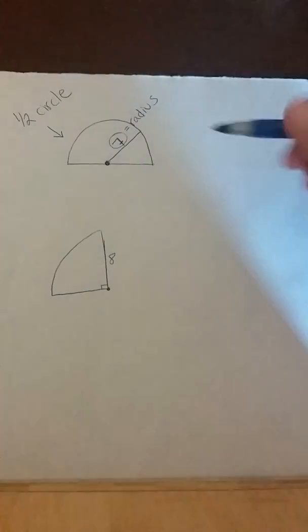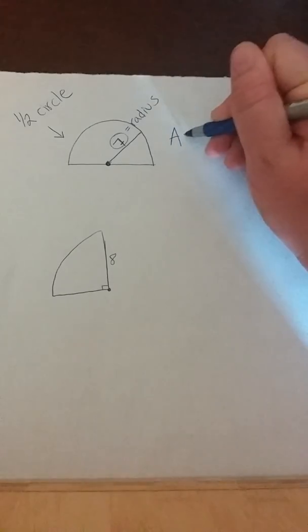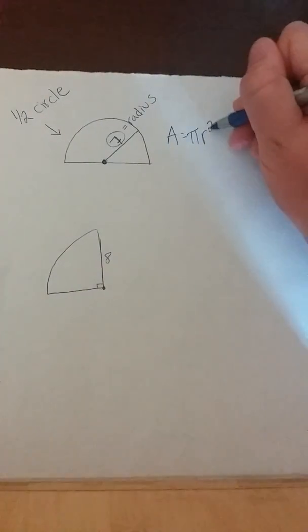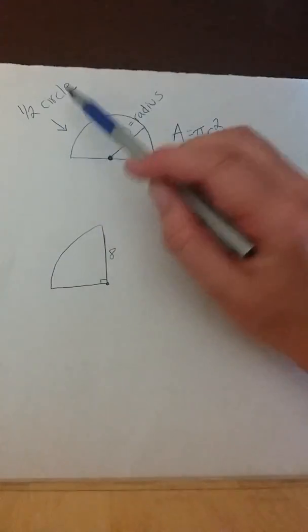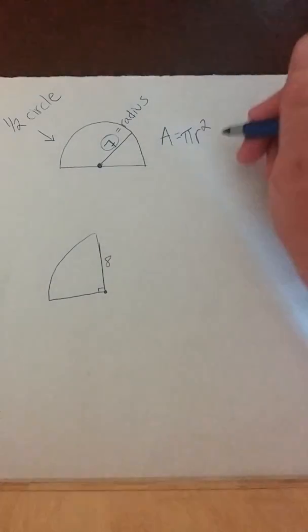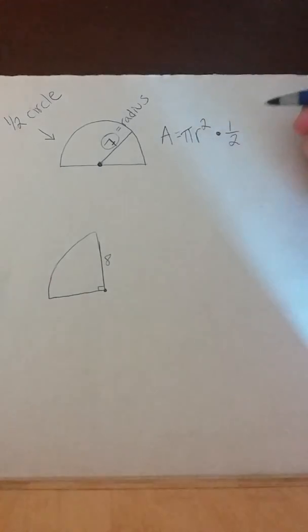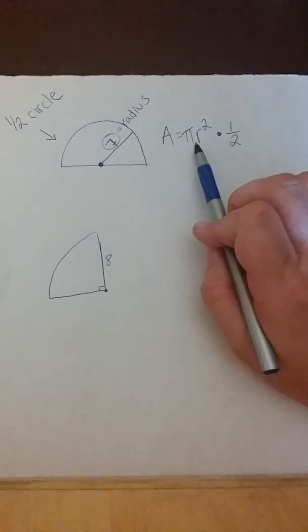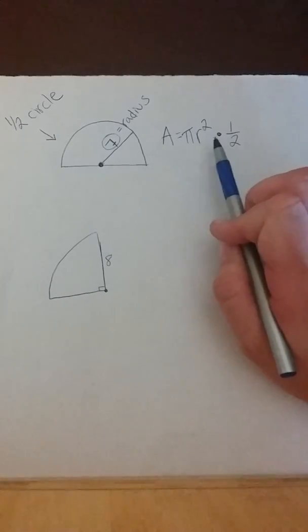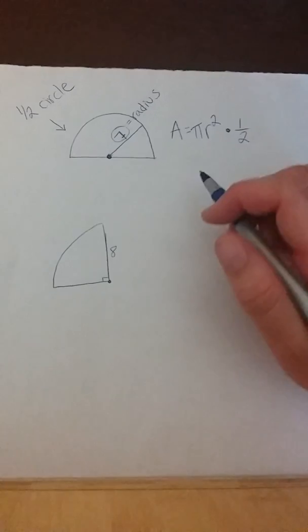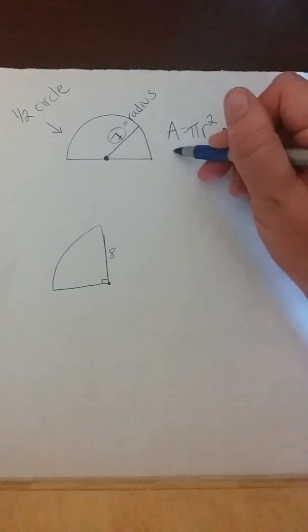Okay, so we're going to use our formula. Area equals pi r squared, or pi times radius. And then since this is a half circle, at the end, I'm just putting times 1/2. So area is pi times the radius squared, or radius times radius, and then times 1/2 at the end, since it's a half circle.